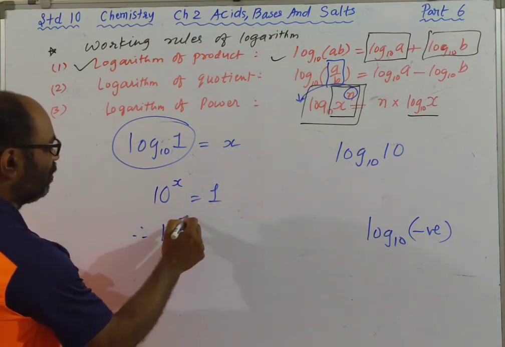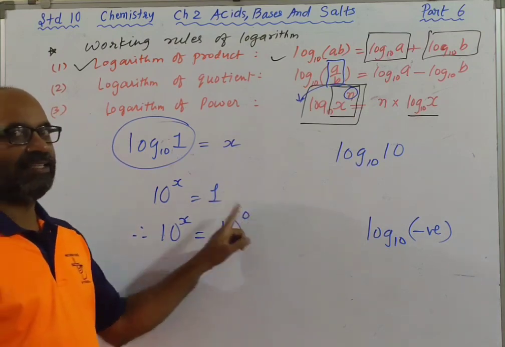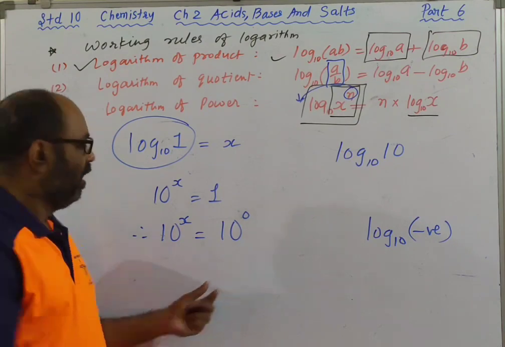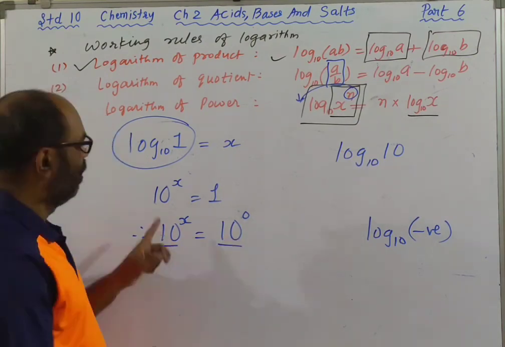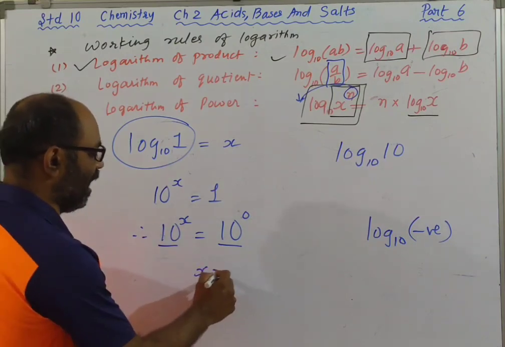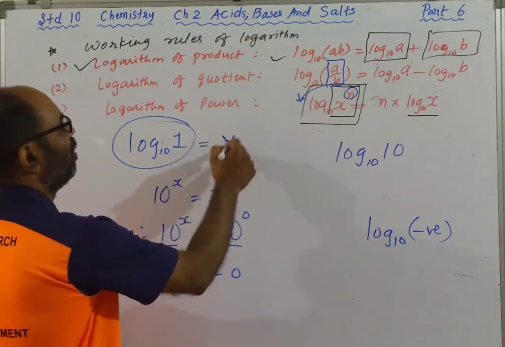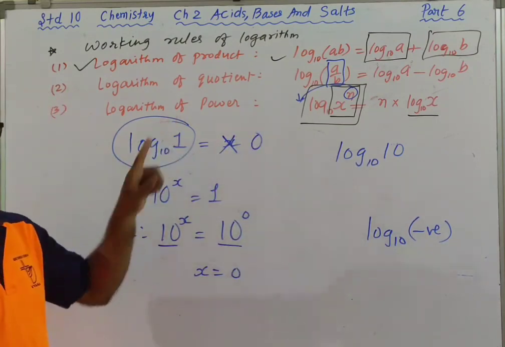Therefore, 10 raised to x is equal to 10 raised to 0. Anything raised to 0 is 1, because you have to represent 1 in power form. Here the power is with base 10, here the power is with base 10, so directly you can compare. So x equal to 0. So logarithm of 1 to any base is always 0.